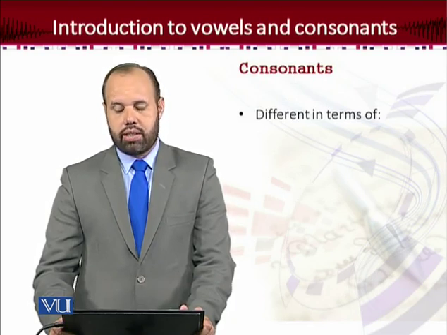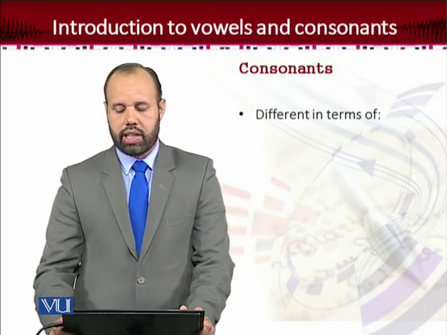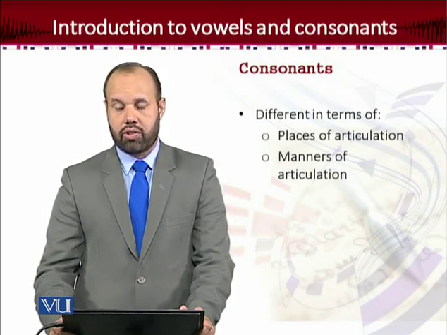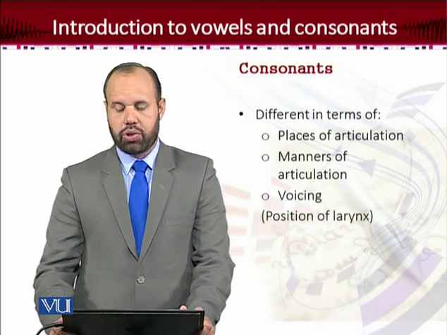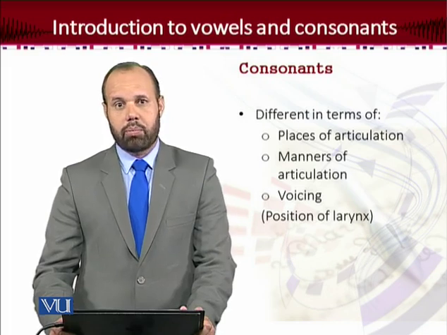And there are consonants, right? So like the broader categories, vowels and consonants. Consonants can be described in terms of the place of articulation, right? And then the manner of articulation. And the third criterion which is used for distinguishing consonants is voicing. That is, what is the position of the larynx? Whether it is voiced or voiceless, right? What is the position of the larynx? It is narrowed or open. So these are the criteria to distinguish among consonants.